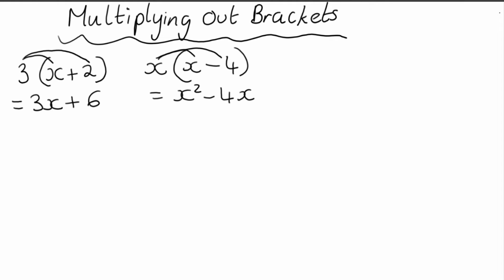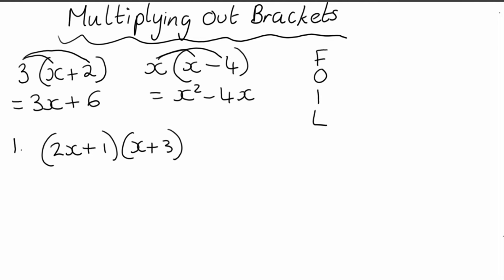Now I'm going to go into how to multiply out double brackets. So my first example would be 2x plus 1 and then x plus 3. Okay, the method I use is called FOIL. I'm going to write it over at the side.